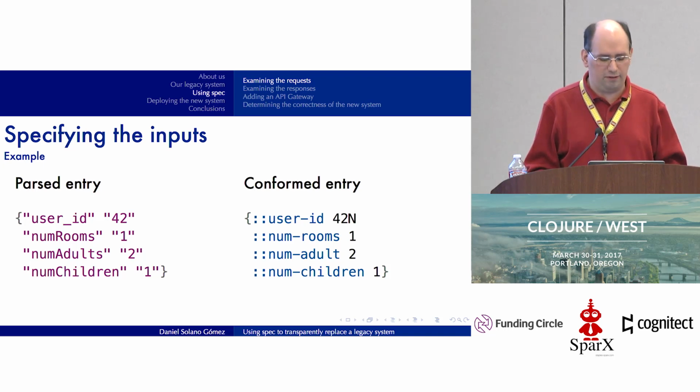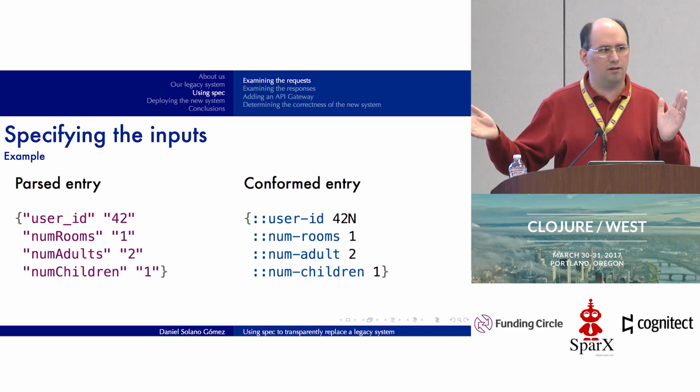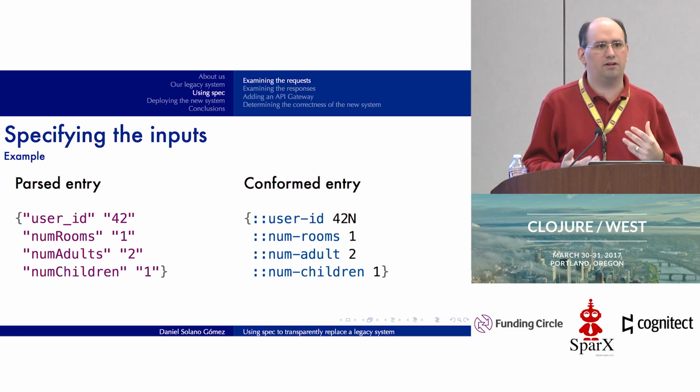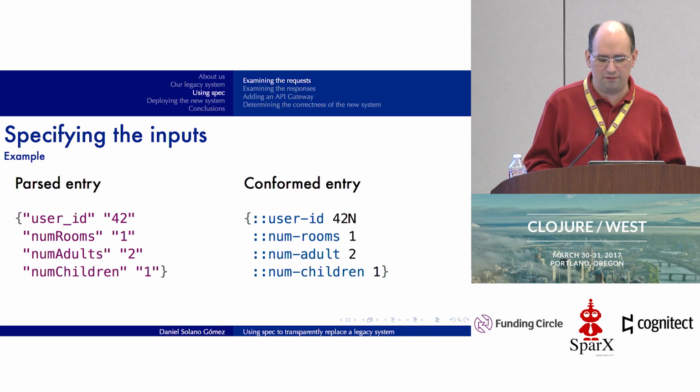So we create kind of regular keywords for each one of these inputs, and we can even do some parsing there. So our user IDs are very, very long. So they don't fit into a long, that's why it's 42N, it's a big int. For things like num rooms and num adults, we can go further and say, well, these must be positive. Num children must be non-negative.